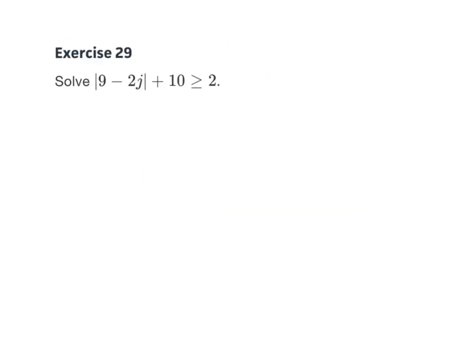The last one, number 29, we're going to start out by getting rid of that positive 10. We're going to minus 10 from both sides. Absolute value of 9 minus 2j greater than or equal to negative 8. And now we want to ask ourselves, can this positive ever be greater than negative 8? Well, a positive is always going to be greater than negative 8. So this is infinite solutions, also called all real numbers.